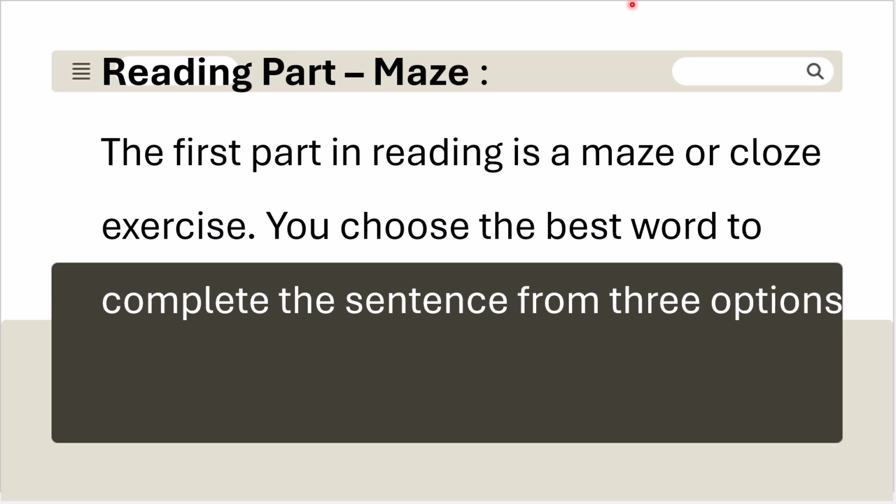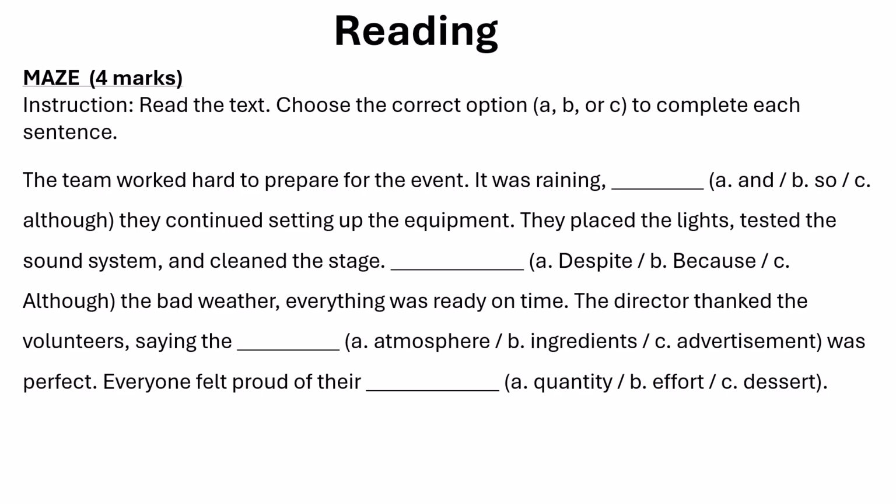So this is the first part of the reading. You will be asked to do a maze, a fill in the blank, or MCQ questions. Look at the instructions here. This is like a maze, and in these blanks you will find three options, A, B or C. You have to choose the best answer and fill in these blanks. You have to choose the correct answer in your online exam. So here there is a reading text.